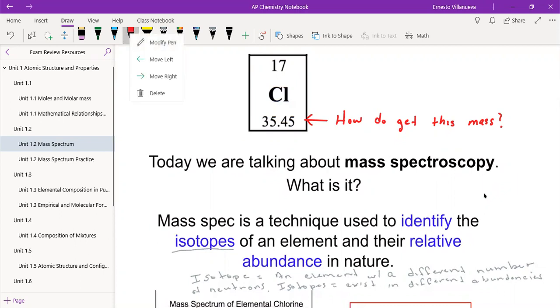Well, it's the sum of all the isotopes of an element.